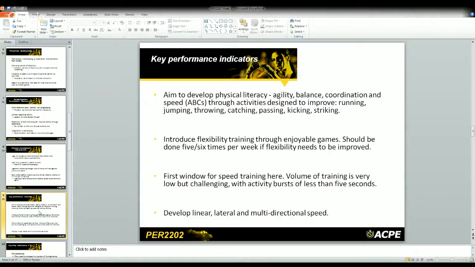Now, it's also important to know this is one of these windows of trainability, and the first window for speed training comes along here. So volume of training is very low, but challenging with activity bursts. So we're talking about that high intense stuff, that quick sprint, and kids love it. You sit there and play run across.